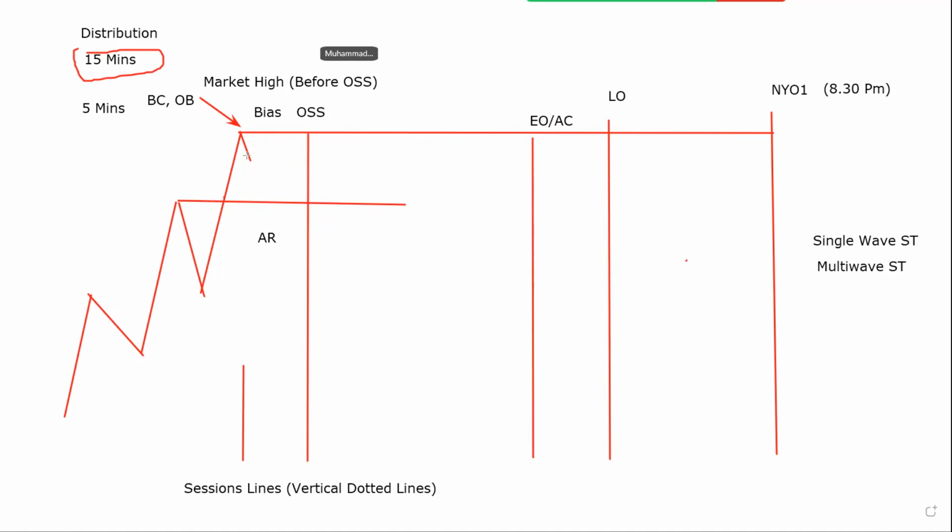The third variant is that the AR can just stop exactly at this point and then again go up. And the fourth variant is if the AR can form multi-wave. So whenever the AR forms multi-wave, you can draw the short-term channel, and then you can go for the long opportunity. But you have to exit right over this point. Once the 2R is achieved, you just exit.